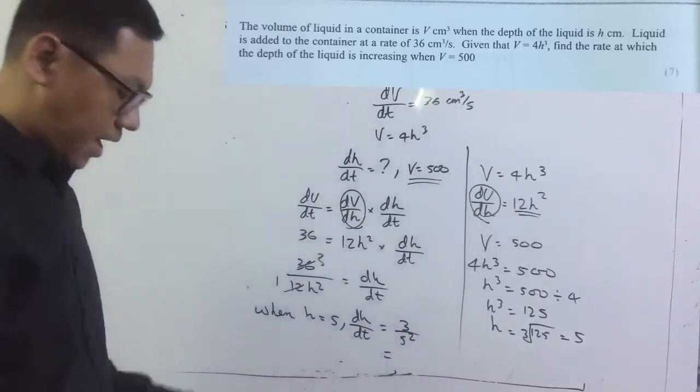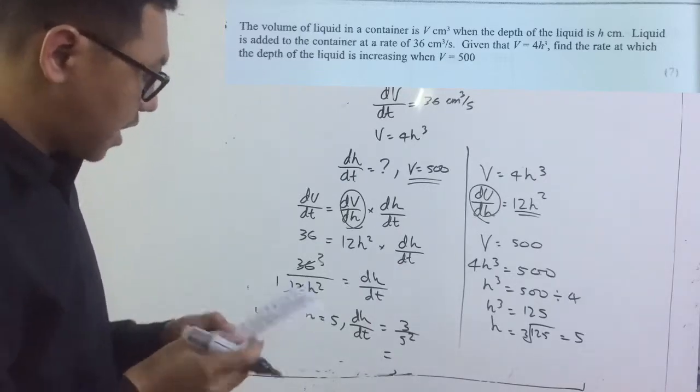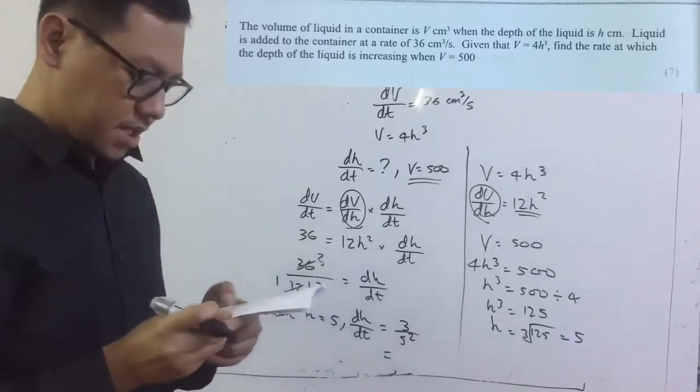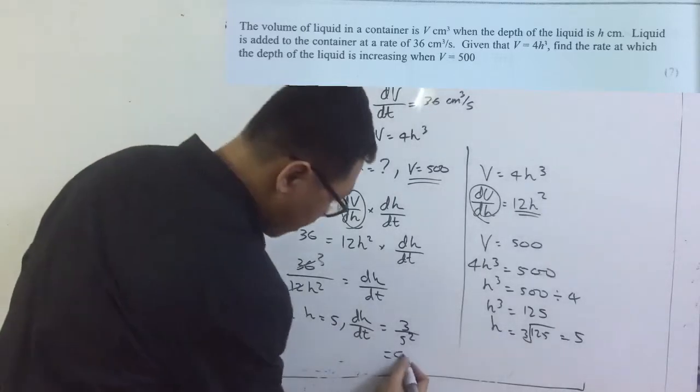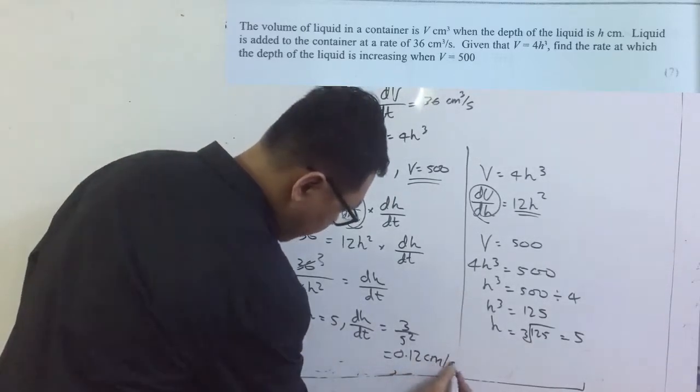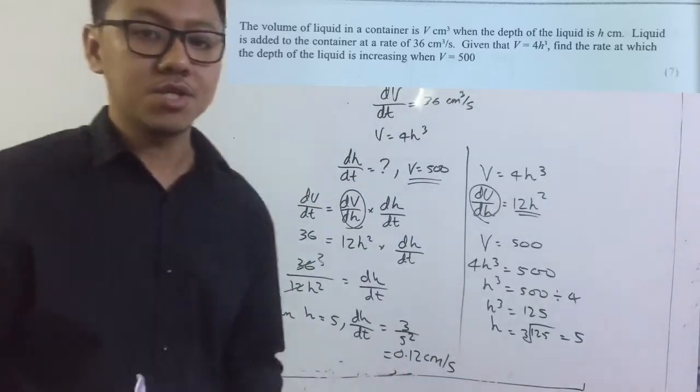And then what they ask is, they don't say anything, right? So you can just leave it here, or you can change it to a decimal and use the calculator. So which is 0.12 cm per second, centimeter because it is height. Okay, this is how you do the rate of change.